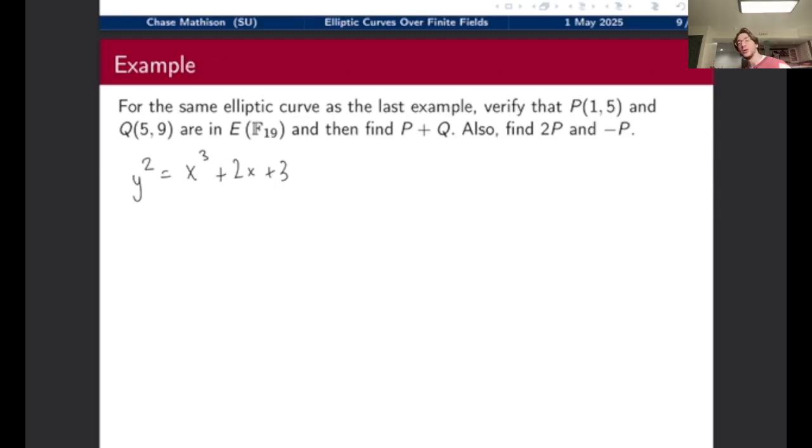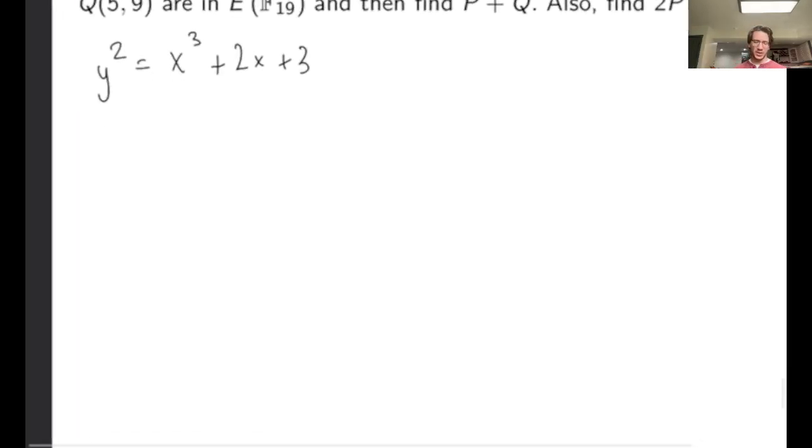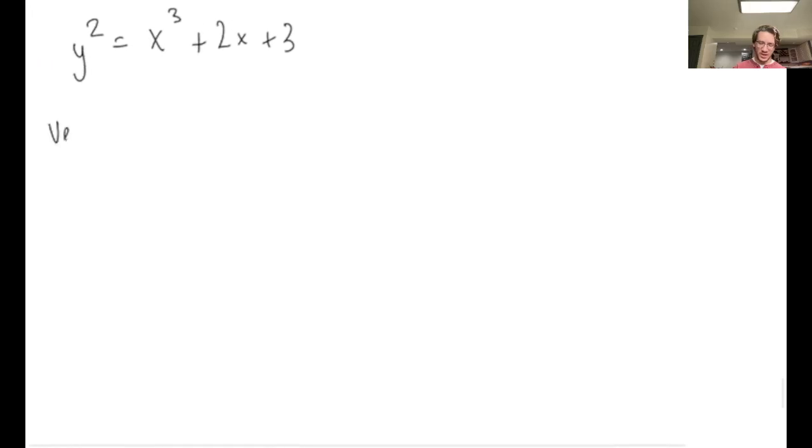We want to verify that (1, 5) is on the curve, and this elliptic curve (5, 9) as well. So I want you to do that by hand. Plug those x and y values into the curve, mod 19, and verify that those points satisfy this equation. And then once you do that, use Sage to find P plus Q, and then 2 times P, and then negative P. Okay, so let's verify P.